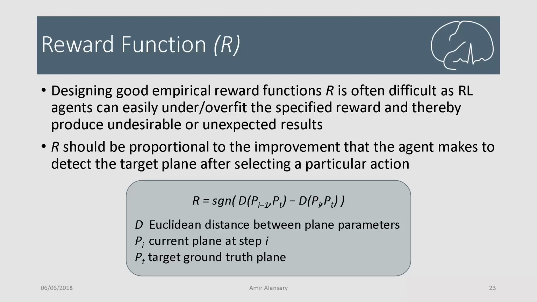We also designed the reward function as the distance between the parameters of the previous plane and the target plane, and also the distance between the current plane and the target plane. This gives me a relative error, which could be positive or negative, and based on this we get a reward. If we get closer, it will be positive. If we get further, we get negative.